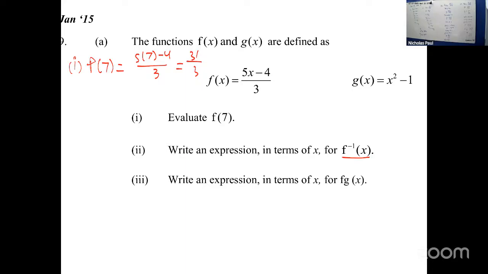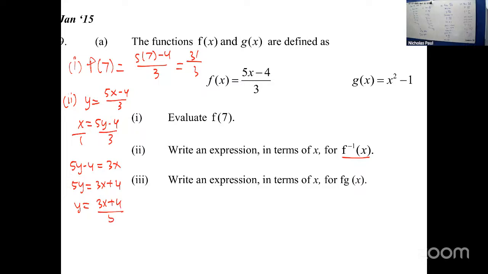So part 2, find the inverse. Let y equal 5x minus 4 over 3. Interchange x and y, and then solve for y. So of course, multiply. I'll get 5y minus 4 is 3x. 5y is 3x plus 4. y is 3x plus 4 all over 5. That's the inverse.